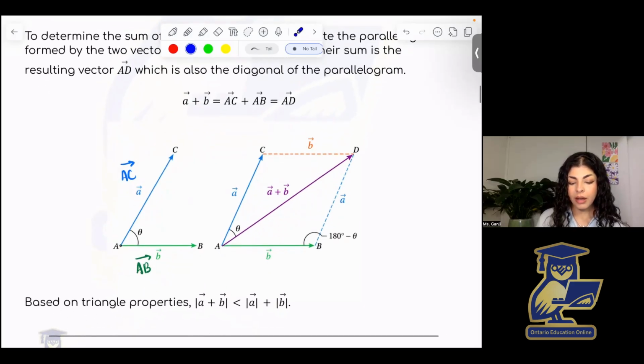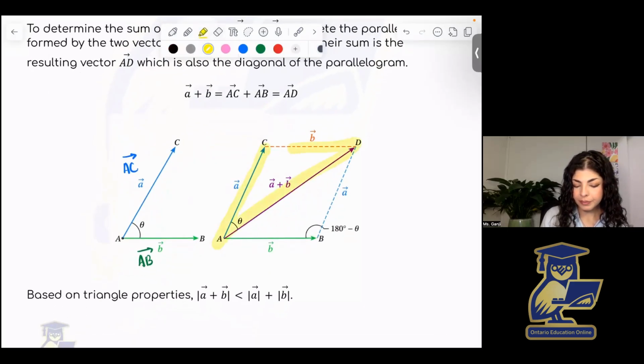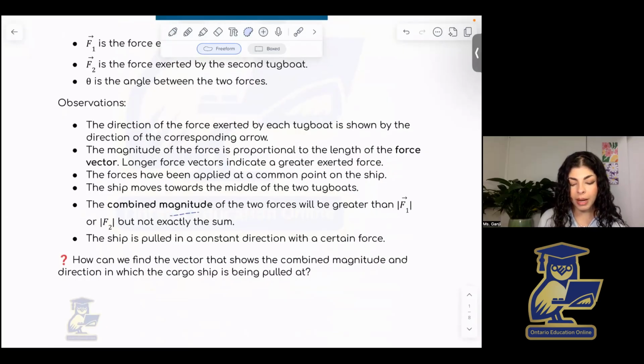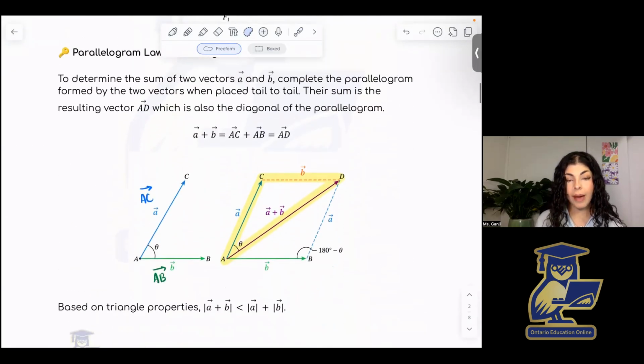Now, consider a triangle that is formed here. So based on triangle properties, we know that the magnitude of A plus B, which is also the side length of the triangle, is less than this side length plus this side length, which is also the magnitude of A plus the magnitude of B. And that's exactly what we were saying up here with the tugboats, that the combined magnitude of the forces will be greater than F1 or F2, but it's not exactly the sum. And so we see that based on triangle properties right over here.